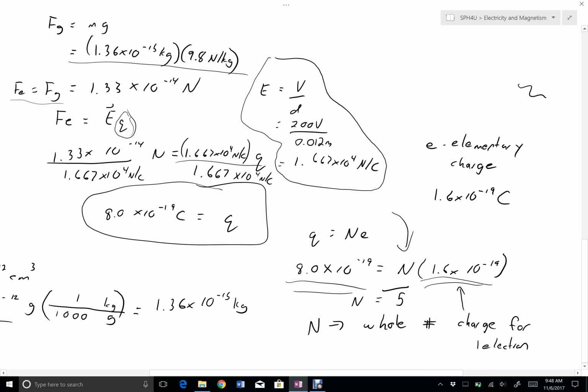So he didn't know that at the time, he just called it the elementary charge. He said that all charge must be a multiple of that. Later we discovered that that's actually the charge on an electron, and later than that, the charge on the proton.